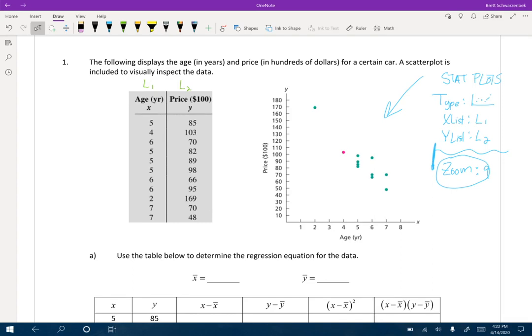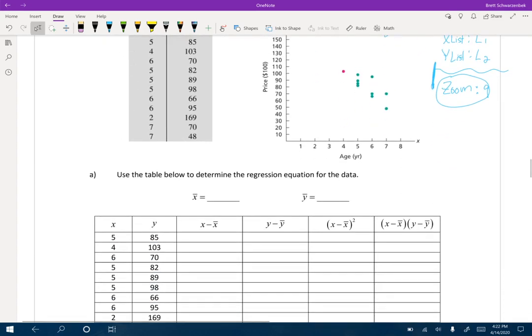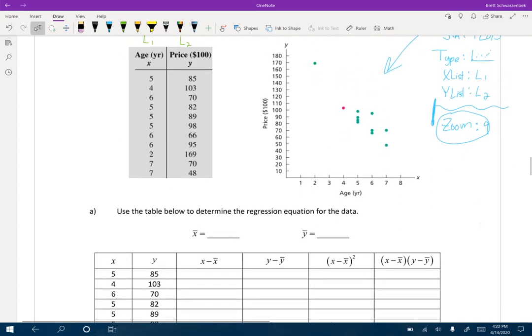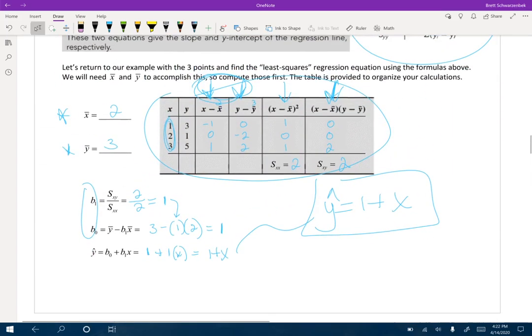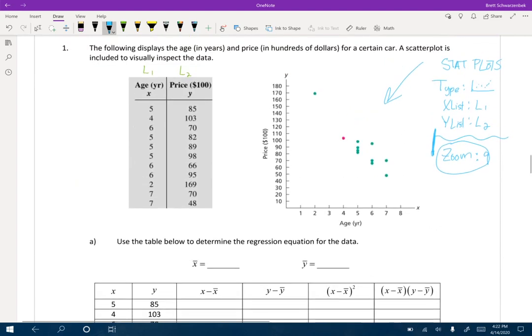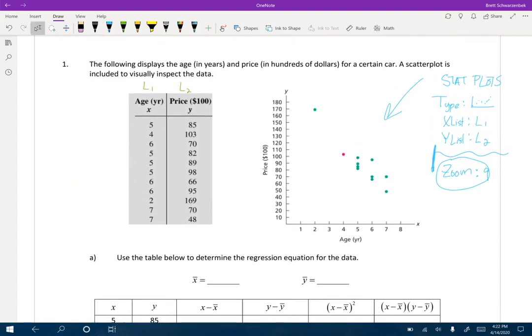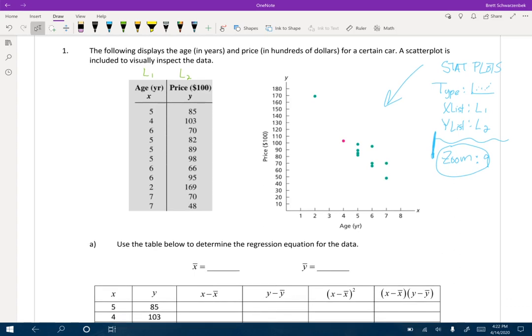Okay, so what's next? We want to do the regression equation. You want to compute it, just like we did in this problem, but what's the difference? Well, here we had 3 points, now we have 11, so doing this can be quite involved. And truthfully, you probably won't do much of this again, but I want to show you how the lists on the calculator can be very useful.